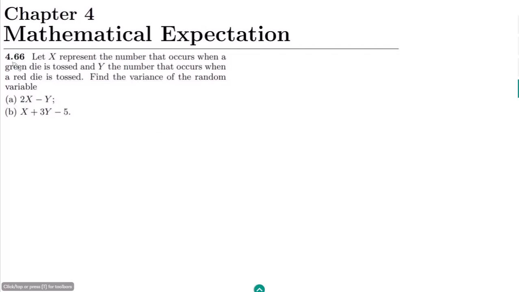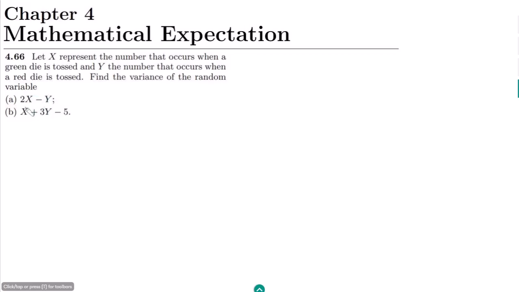Hello guys, this is question 4.66 and the statement of this question is: let x represent the number that occurs when a green die is tossed and y the number that occurs when a red die is tossed. Find the variance of the random variable.